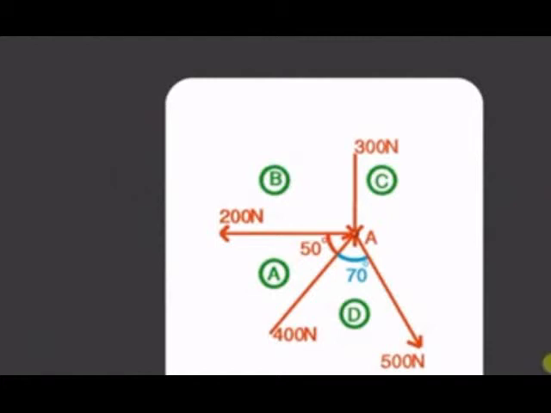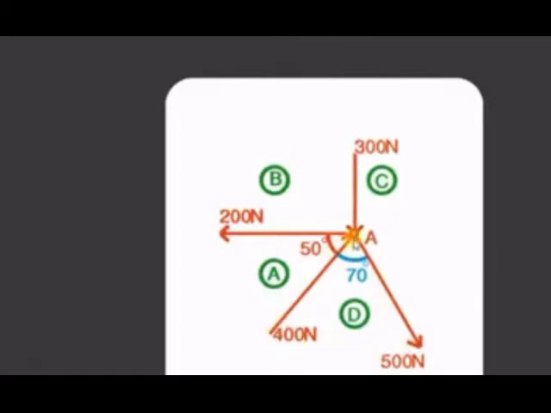So here we have shown the concurrent force system, and we have to find out what will be the resultant of this particular system. So here we are having various forces. This 200 Newton force is the pull type of the force acting on this particular point. This 300 Newton force is the push type of the force. Then this 500 Newton force is the pull type of the force, and 400 Newton force is the push type of the force.